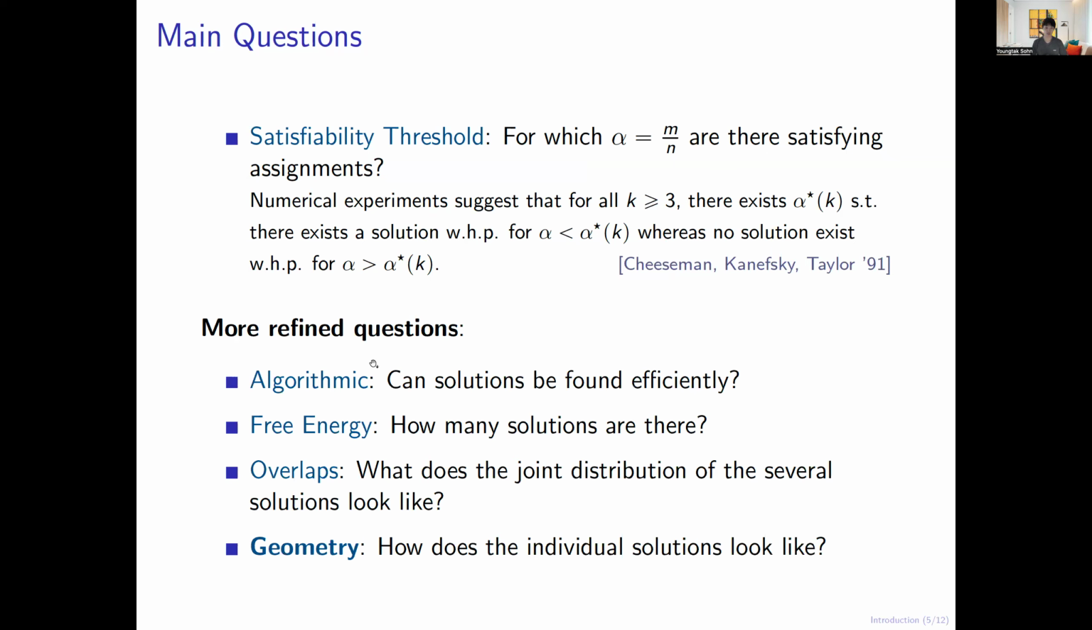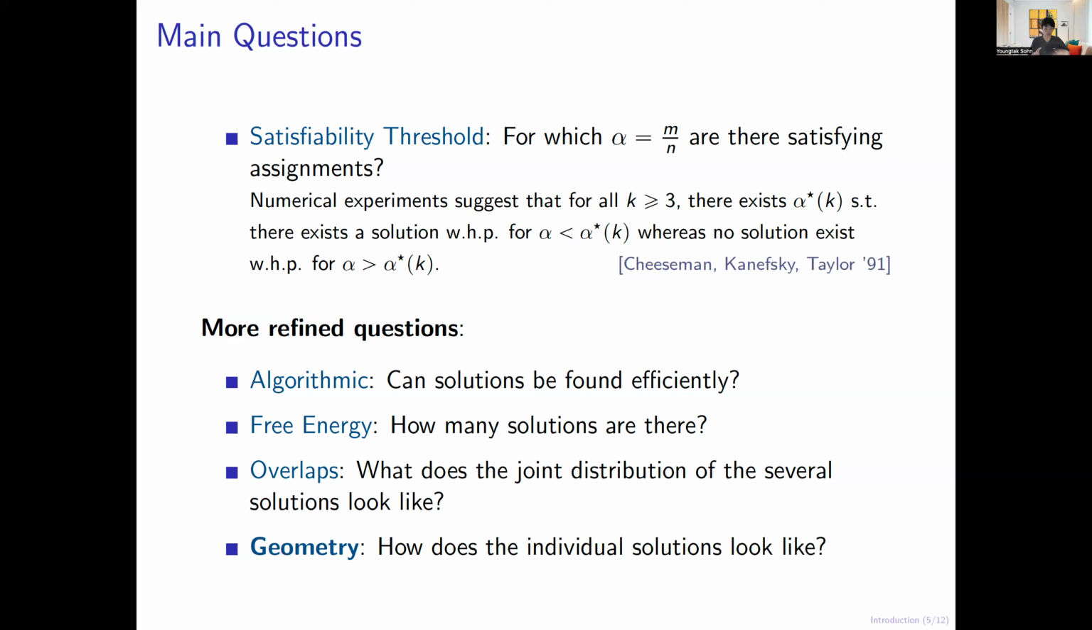One can also ask many more refined questions. For example, algorithmic: can solutions be found efficiently? Also free energy: how many solutions are there? And also overlaps: what does the joint distribution of several solutions look like? And also geometry: what do the individual solutions look like? And the new result in this talk will be about this geometry.